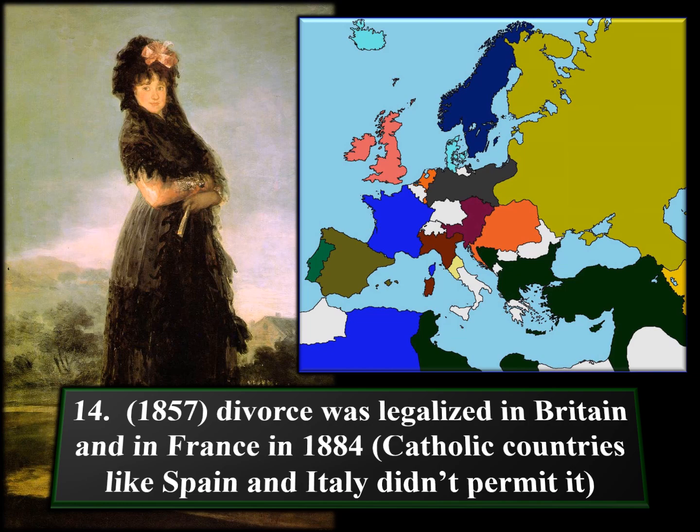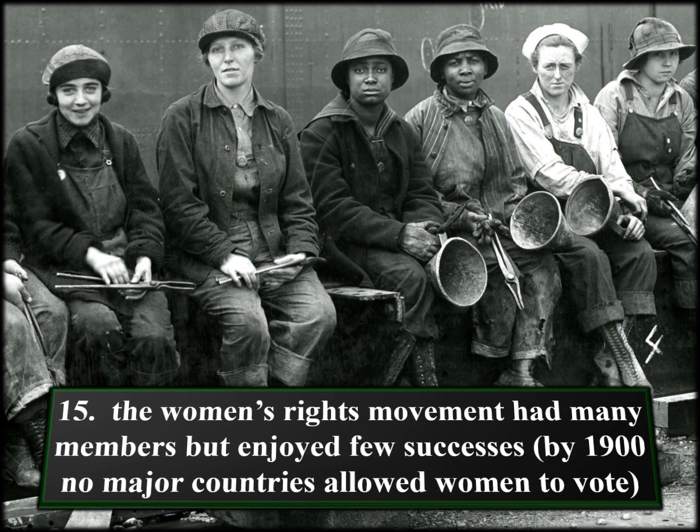In 1857, divorce was actually legalized in Britain and in France in 1884. Catholic countries like Spain and Italy still didn't permit it, but this was at least a step in the right direction. Ultimately, the women's rights movement had many members, but enjoyed few successes. By 1900, no major countries allowed women to vote, but that will change after World War I.